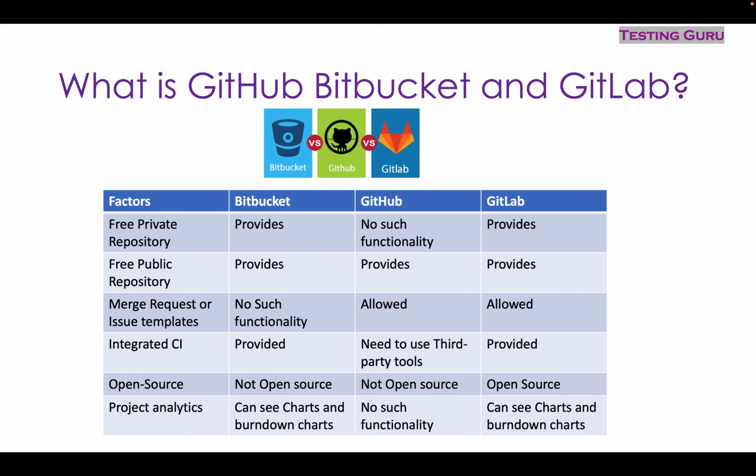And integrated CI is an inbuilt CI/CD facility, which is provided in Bitbucket and also in GitLab, but GitHub doesn't have it inbuilt. But we can integrate with third-party tools to achieve CI/CD in GitHub. And coming to open source, Bitbucket is not open source, GitHub is also not open source, but GitLab is an open source tool.